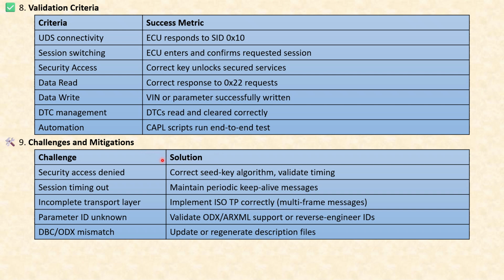Now challenges and mitigations. The first challenge is security. Of course, we have solutions like the correct seed-key algorithm, validation, and timing. But even the solution may sometimes not be foolproof, though most of the time it does the job. Next is session timeout: maintain periodic keep-alive messages. Next is the transport layer: implement TP correctly for multi-frame messages. For unknown parameter IDs, use validated ODX and ARXML support or reverse engineer the IDs. For DBC and ODX mismatch, update or regenerate the description files. These are the challenges and solutions.